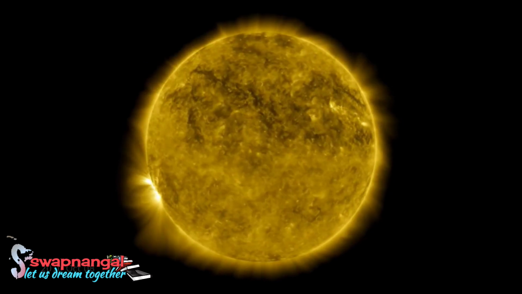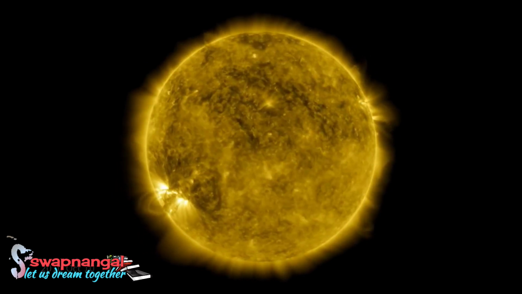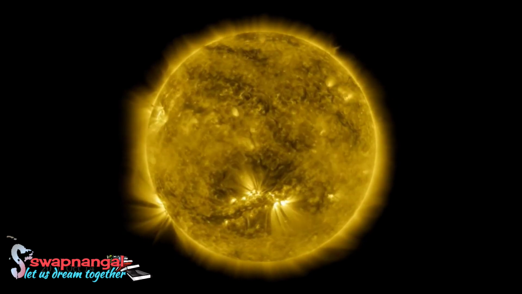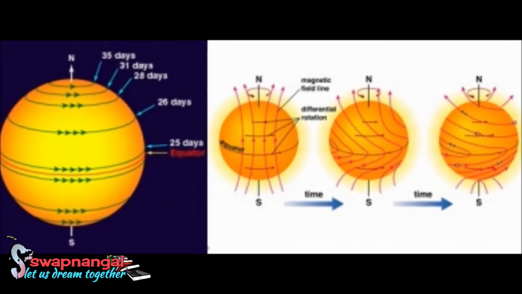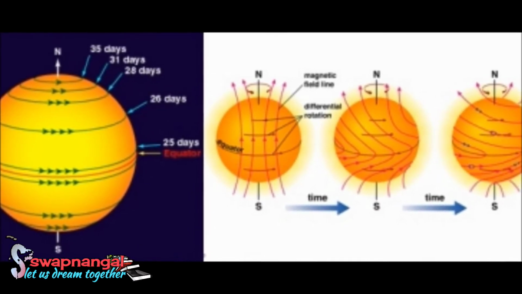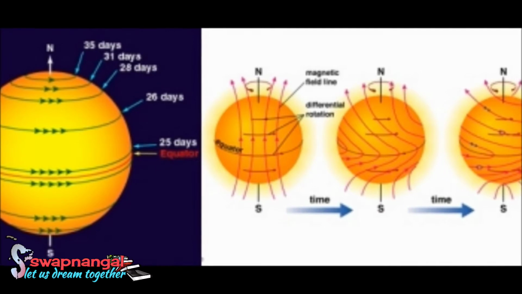It is rotating counterclockwise when we are looking from high above the solar system's north pole. The sun has different rotational speeds. At the equator, the sun spins once about every 25 days, but at its poles, it takes 35 days. It has many different layers.